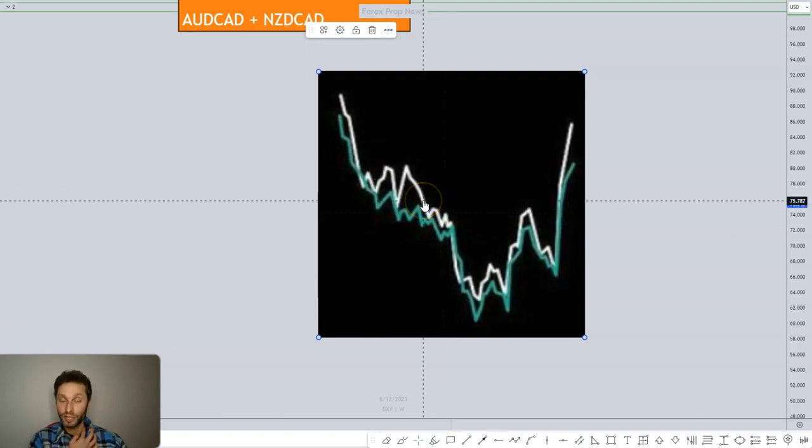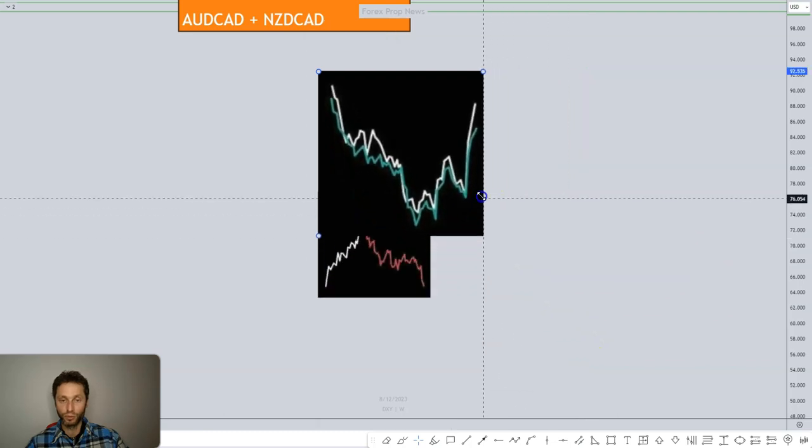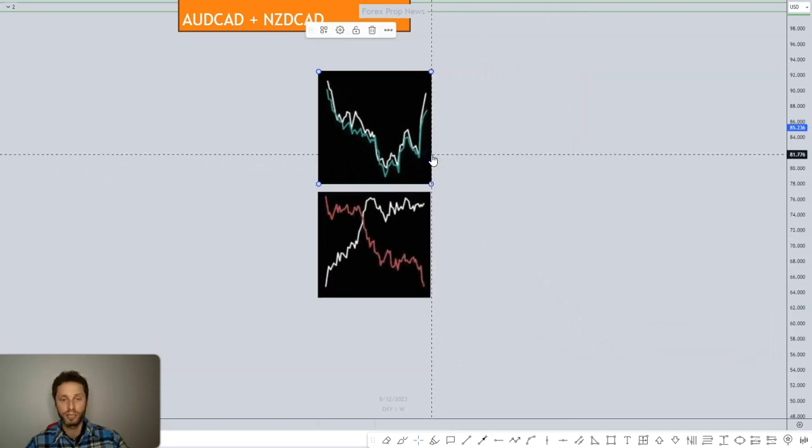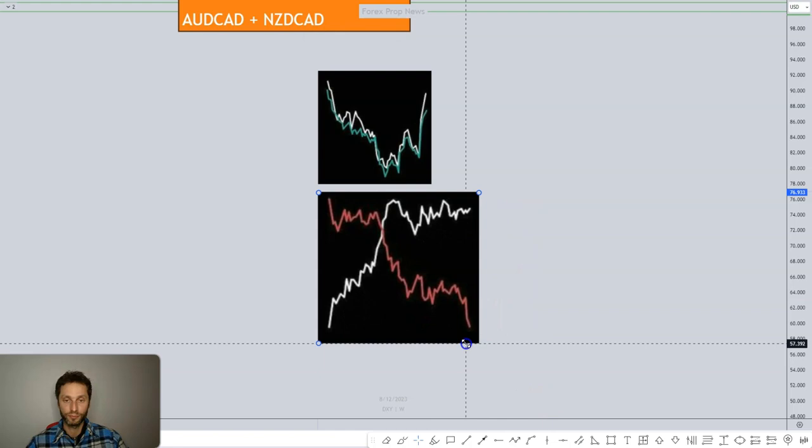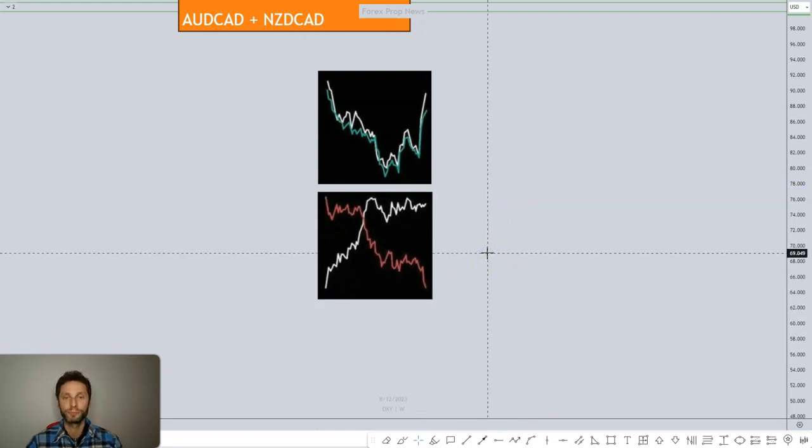If they're not moving in the same direction, not doing the same thing, then that means something is up. And therefore, we don't want to take that risk. Now, the same is true if you're looking at inversely correlated pairs. If you want to sell, for example, this red chart here, then you want to see the white one, whatever pair that is, moving up and trending higher, because they're inverse.